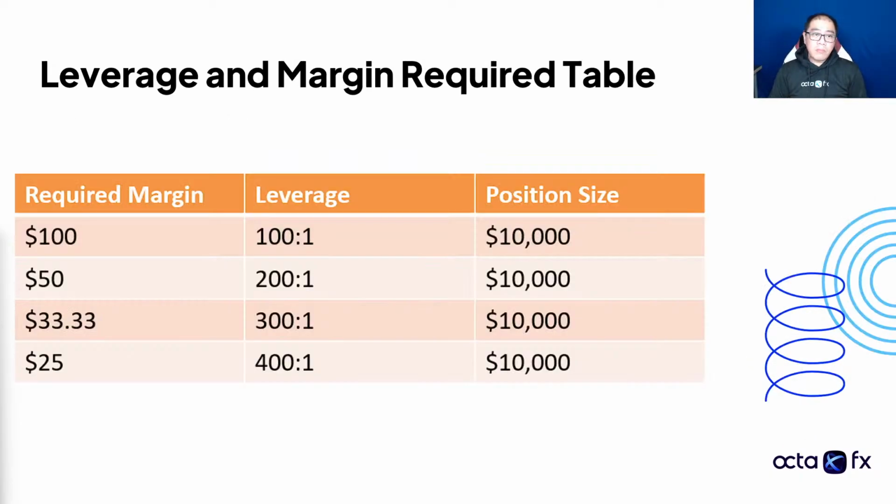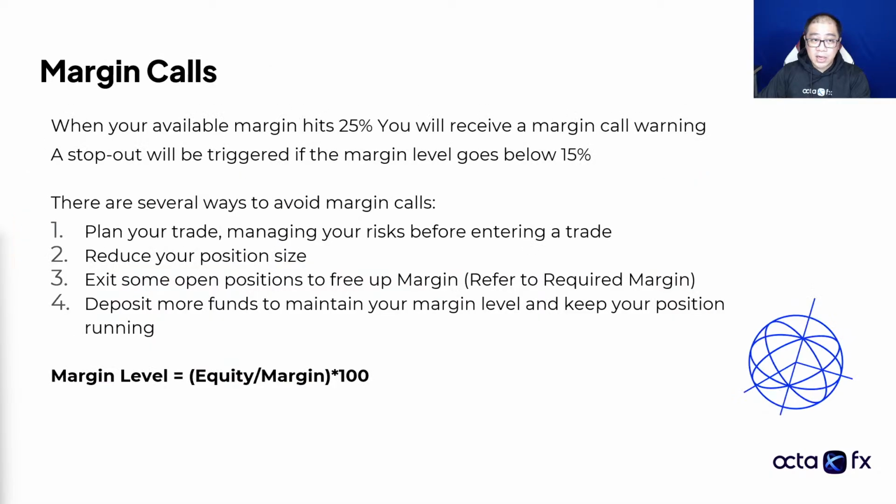Okay, so here's a quick leverage and margin required table if you want to know. So if you have a leverage of 100 to 1 to open a $10,000 position size, or what we call a mini lot, then the required margin is $100. If your leverage is 200 to 1, then it's $50. 300 to 1, then it's $33. If you have 400 to 1, then it's $25 and so forth. I'll show you the calculator later on, but you can play around with it on the website as well.